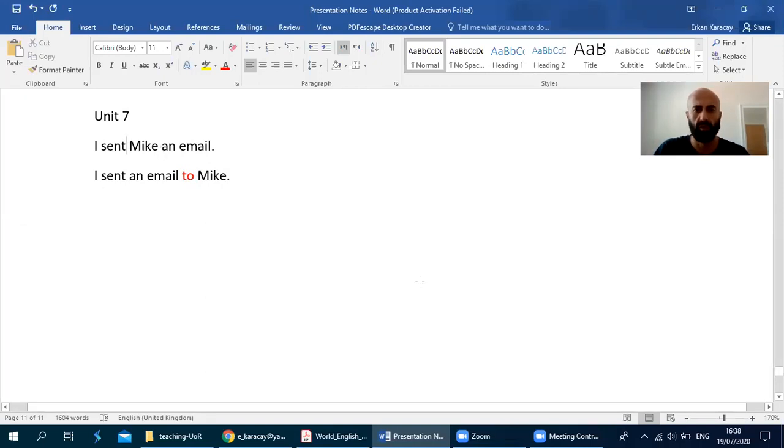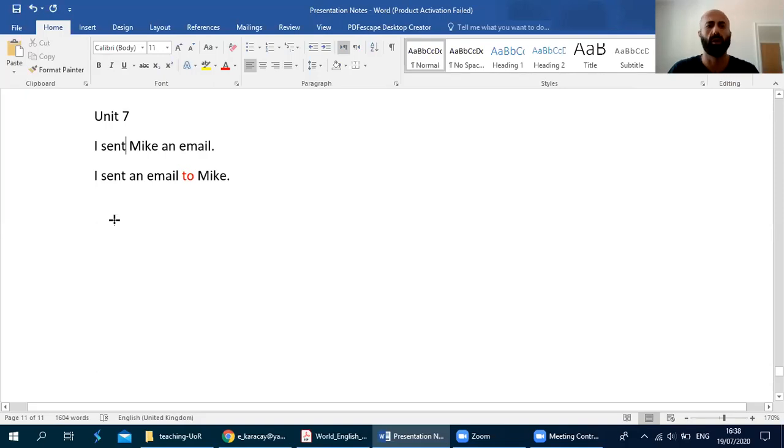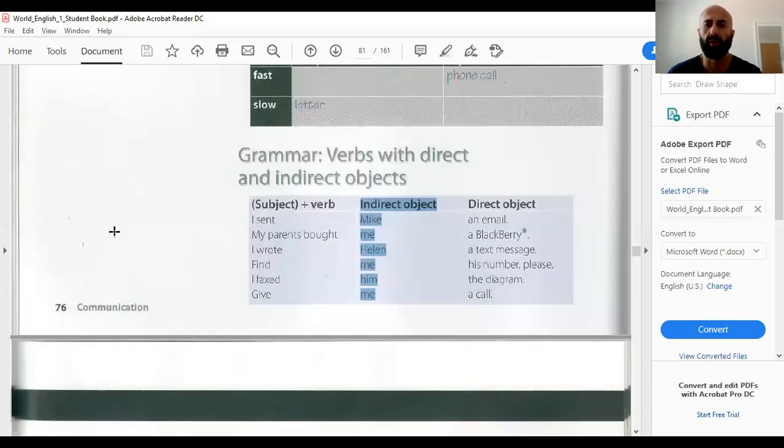And with other examples: My parents bought me a BlackBerry. You can say my parents bought a BlackBerry for me or to me, but you need a preposition all the time. I wrote Helen a text message. I wrote a text message to Helen. For Helen, to Helen, depends what you want to say.